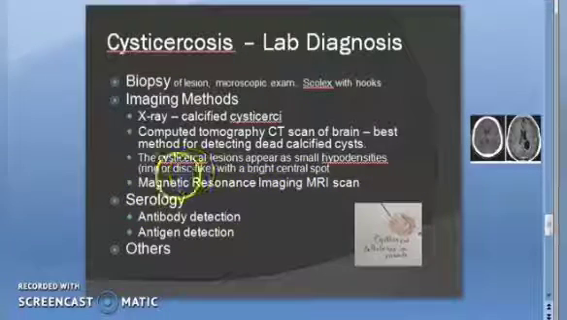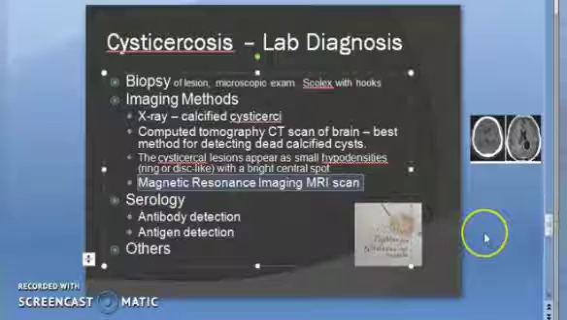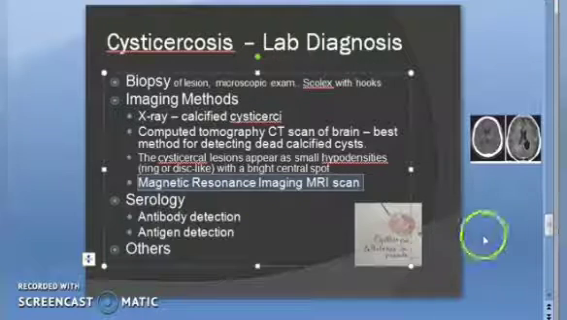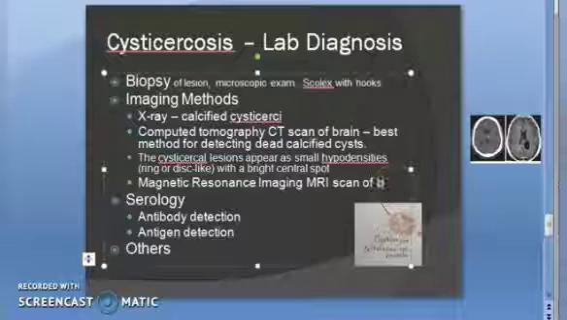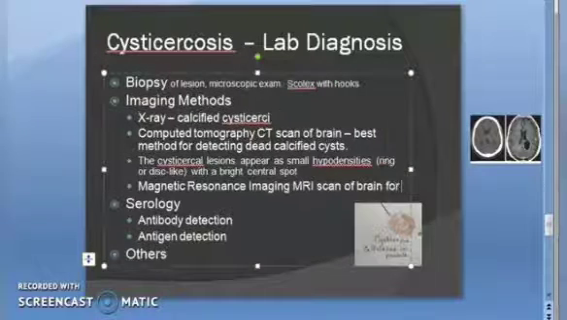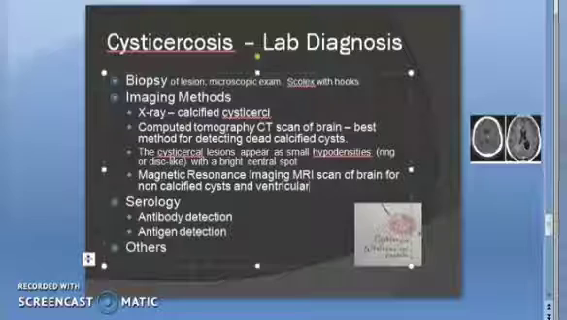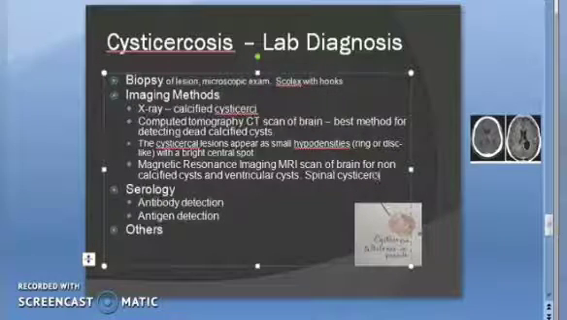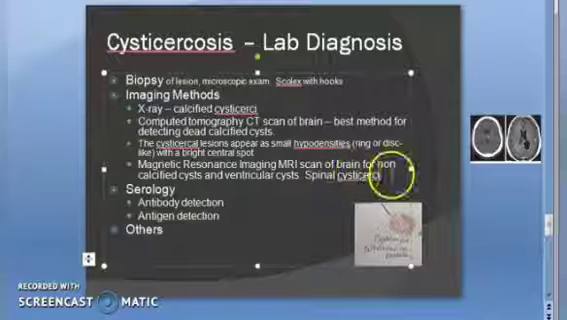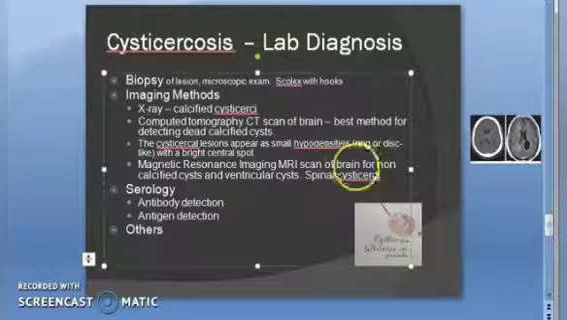Then moving on, magnetic resonance imaging, MRI scan, you can do of the brain. So this is also helpful. You can detect non-calcified cysts and ventricular cysts, that means cysts in the ventricle, that's all. They can also detect spinal cysticerci. So not only of the brain, you can do of the spinal cord also. Okay.